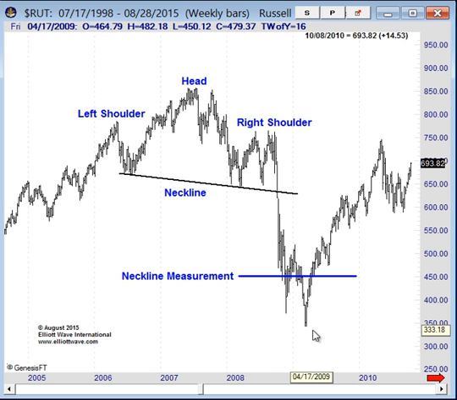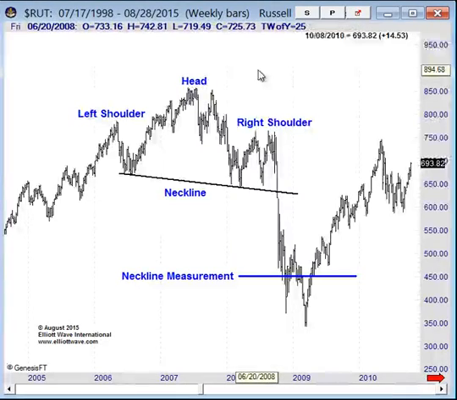What's important to remember about the neckline measurement is that it only represents a minimum objective. Many times you'll exceed this, maybe moderately or sometimes quite extensively. But this is a great example of a head and shoulders formation in the Russell on the weekly chart level that occurred back in 2006, 2007, and 2008.